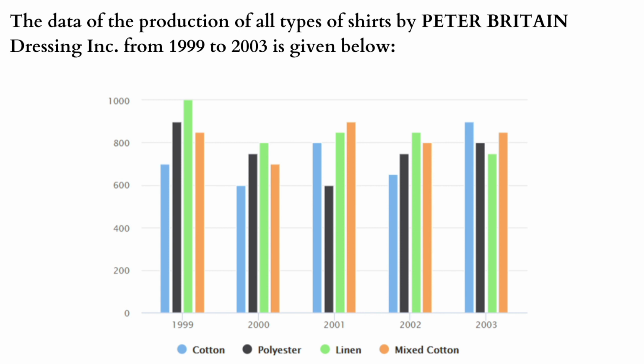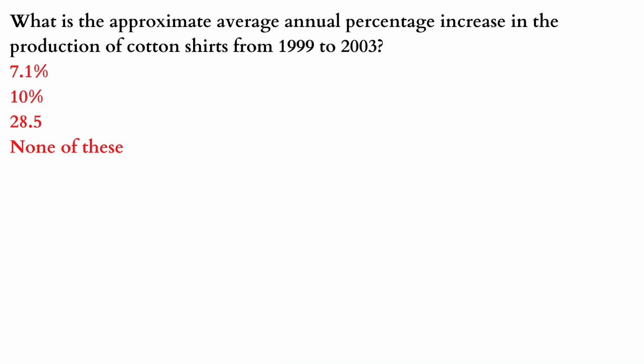The data of the production of all types of shirts were written from 1999 to 2003 is given below. Observe in 1999 the cotton shirts are presented with this color and the number of cotton shirts are 700. In the same way the other types as well. So what's the first question? What is the approximate average annual percentage increase in the production of cotton shirts from 1999 to 2003?